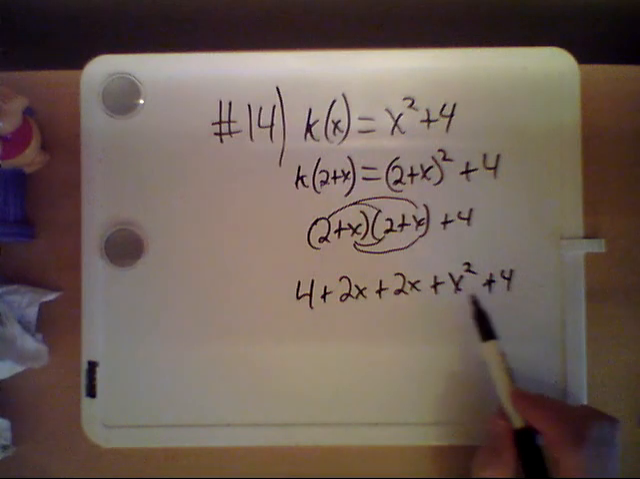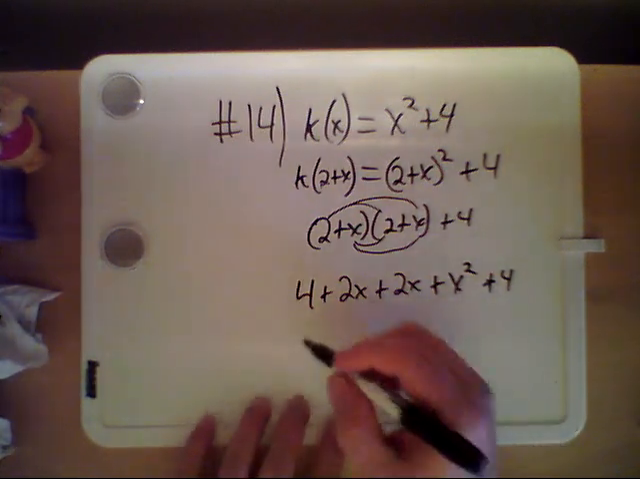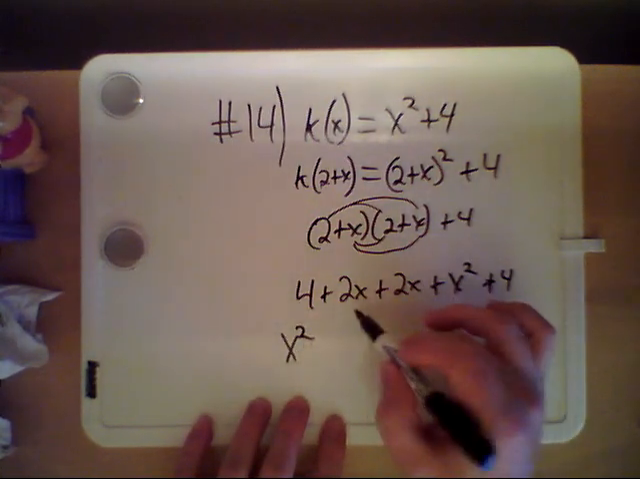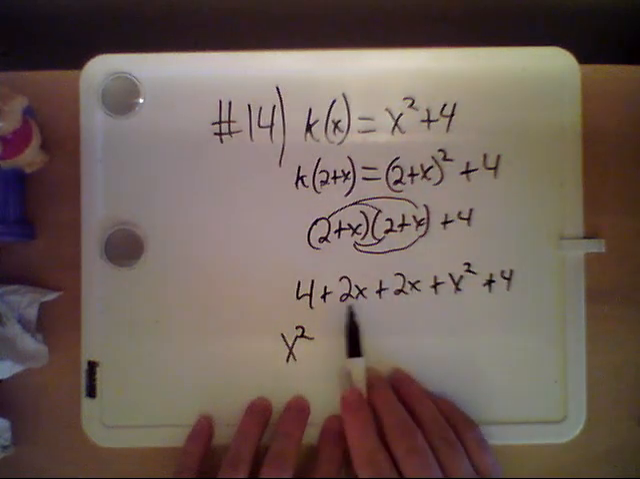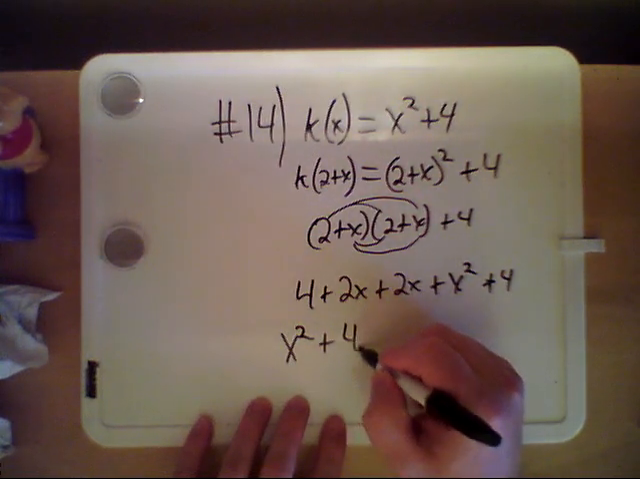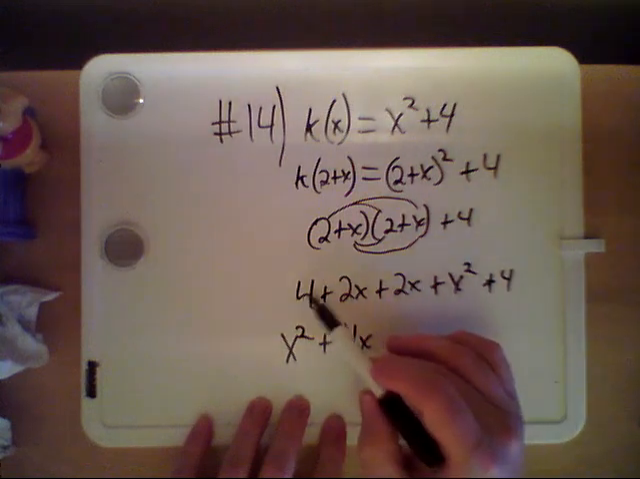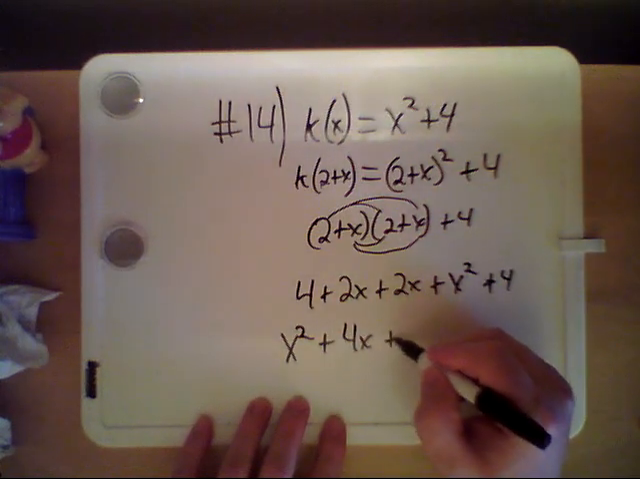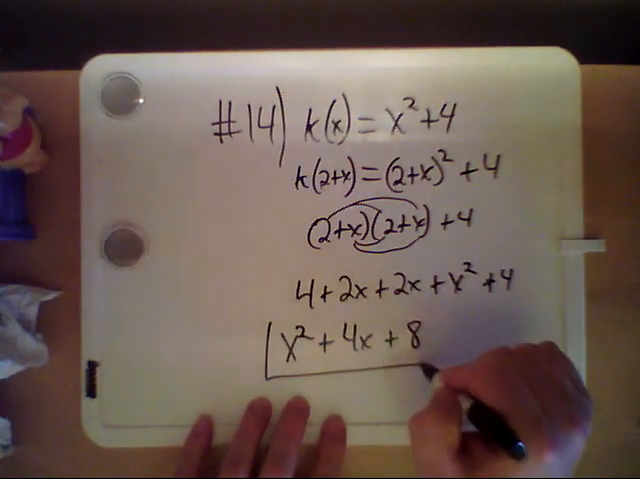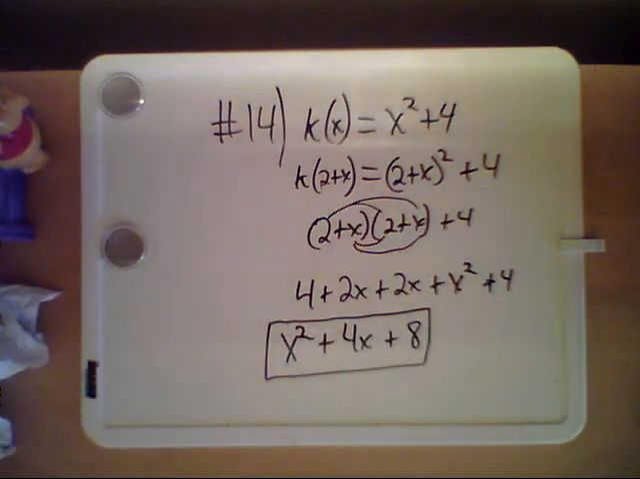Okay, so let's do the highest order terms first. We've got x squared all by itself, so it's going to land at x squared. We can combine these terms, right? We have a 2x and a 2x for a total of 4x. And we have a 4 here and a 4 here to combine to get 8. So x squared plus 4x plus 8 is the final answer to number 14.